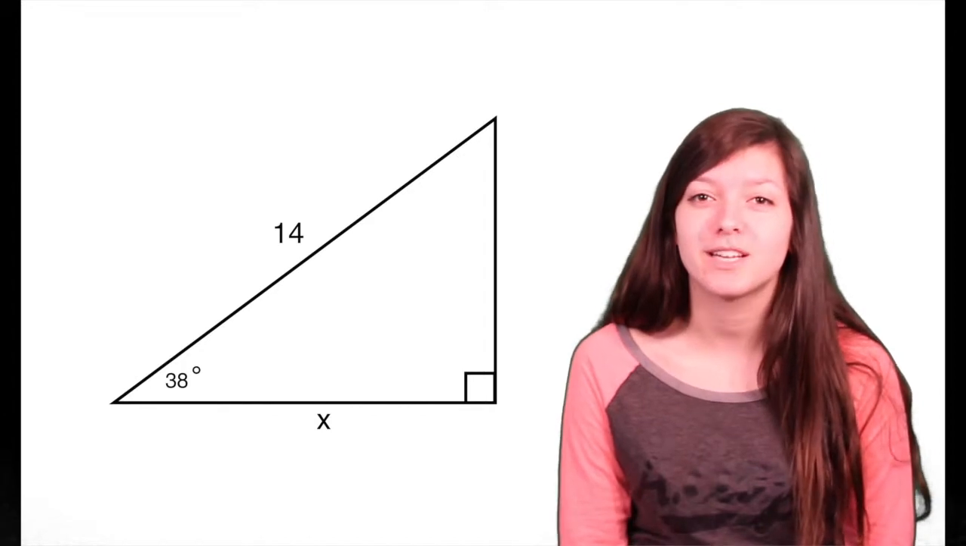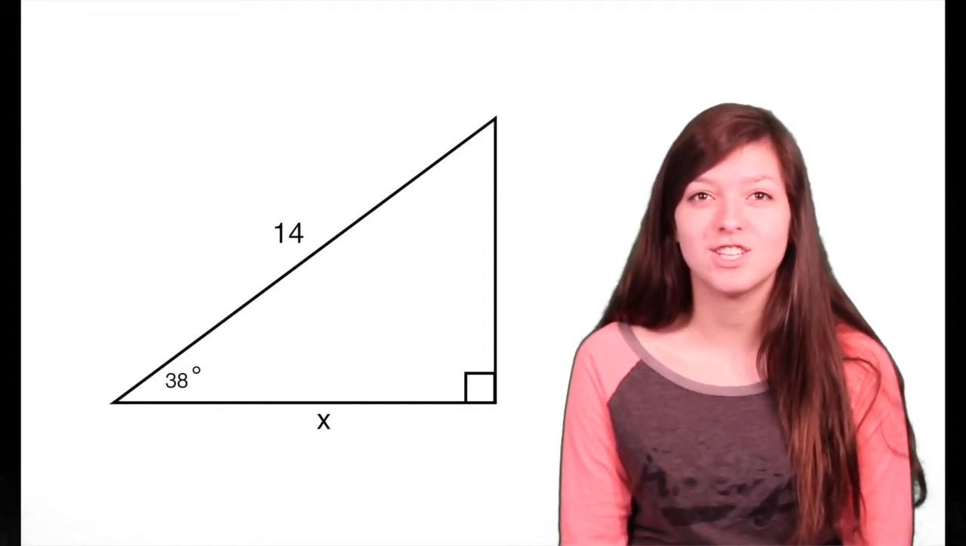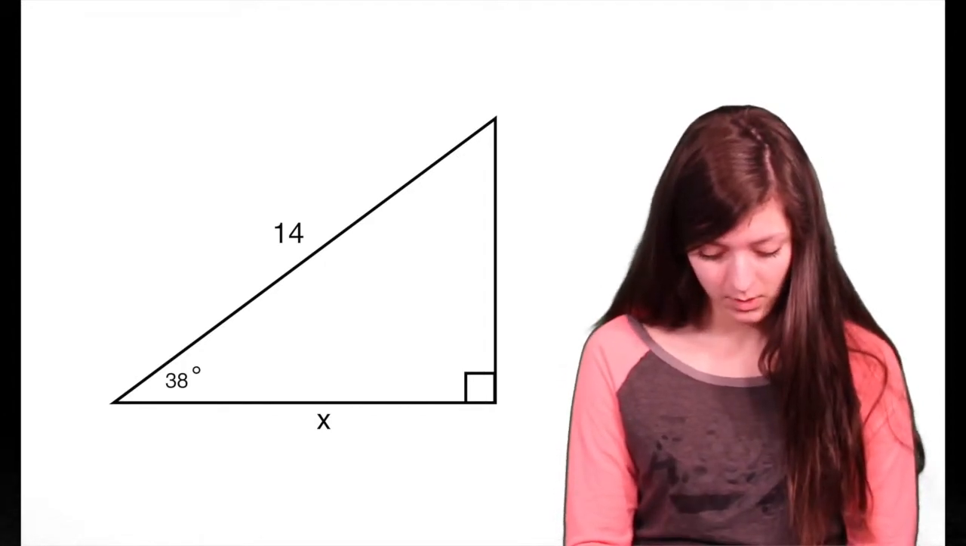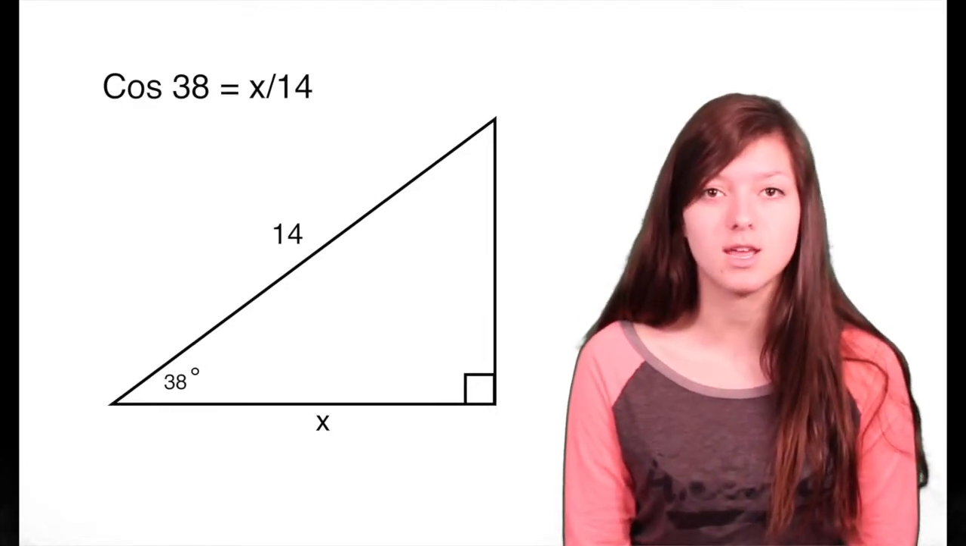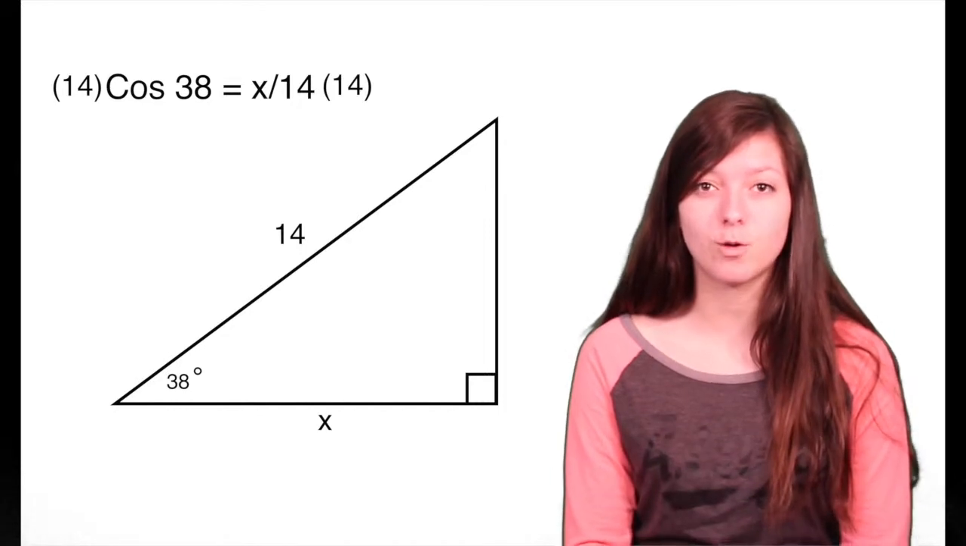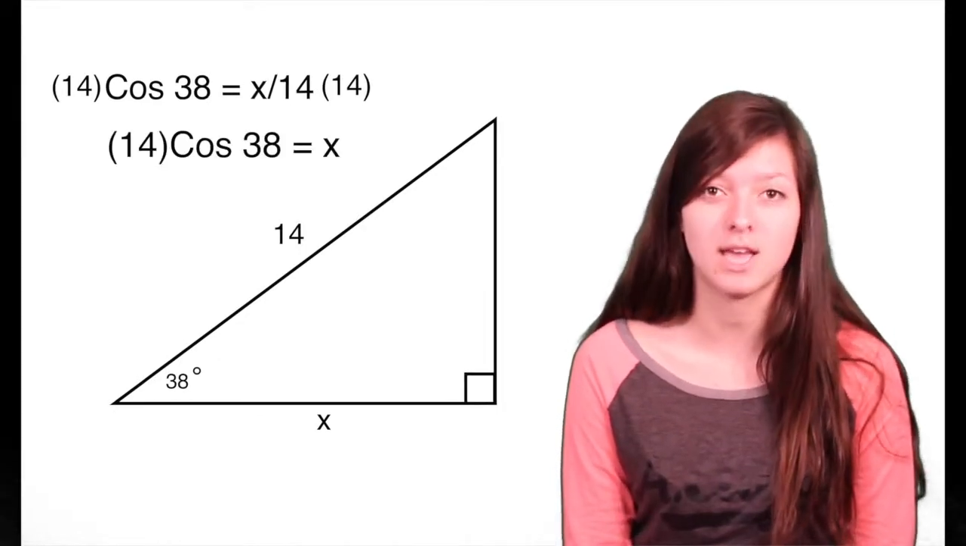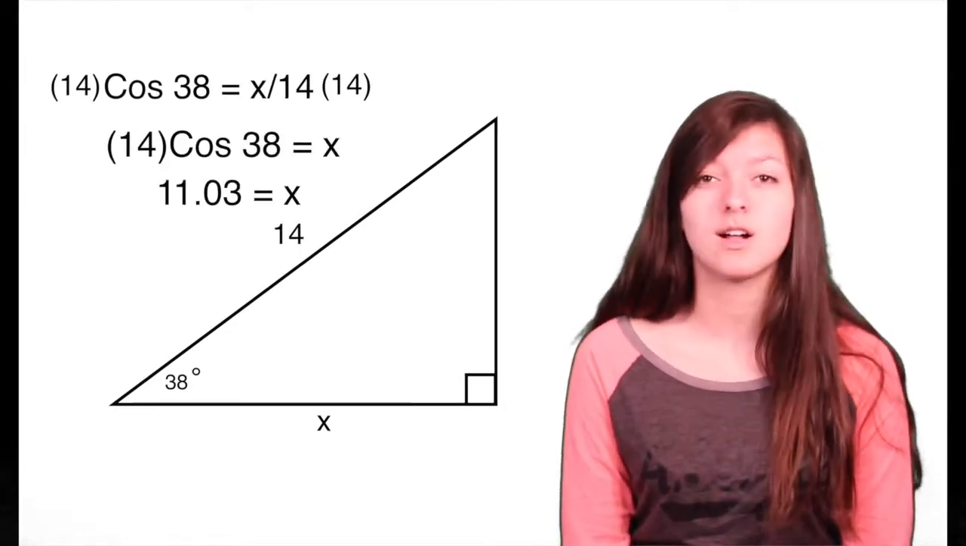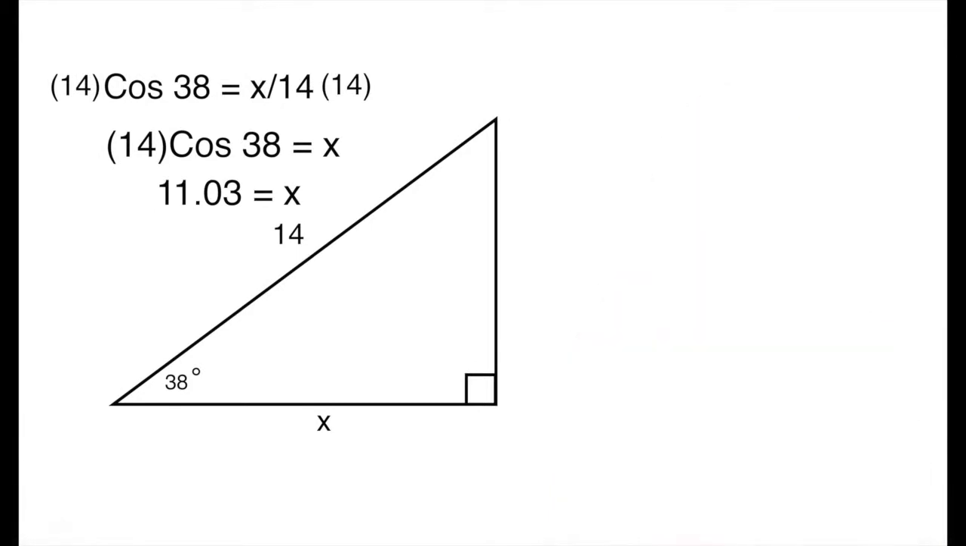We're going to use cosine in this example because we're trying to find the adjacent side and we know the hypotenuse. We can set up the equation cosine of 38 equals x over 14. We then multiply each side by 14 and get 14 times the cosine of 38 equals x. This equals 11.03. Now let's look at a real life situation.